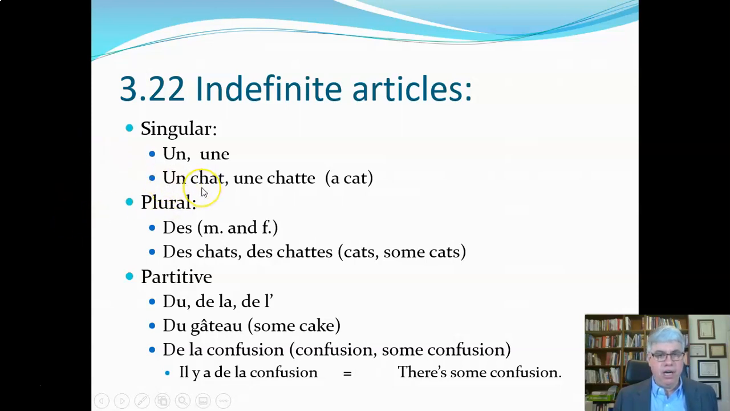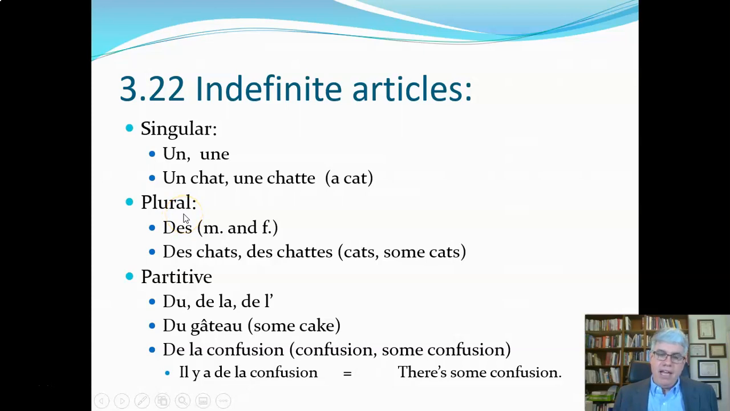So we can say un chat, masculine, meaning a cat, or une chat, meaning a female cat. And so un or une mean a. Now they're also the number 1. So un chat means one cat, but one cat means a cat. So that's the singular form of the indefinite article, un or une. That's by far the most common, and it's translated a or an, depending on if the English word starts with a vowel or not. Now, the plural indefinite is a bit more tricky.